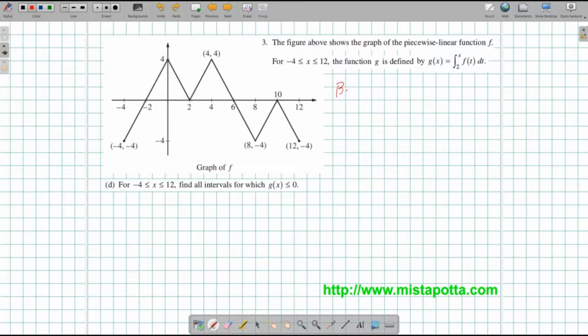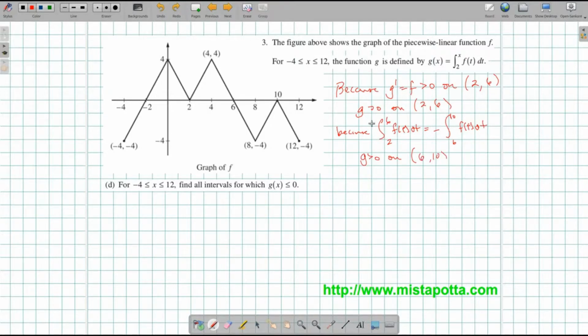So because g prime equal to f is greater than 0 on 2, 6, I know that g is greater than 0 on 2, 6. And because the integral from 2 to 6 of f of t dt equals the opposite of the integral from 6 to 10 of f of t dt, I know that g is greater than 0 on 6, 10.